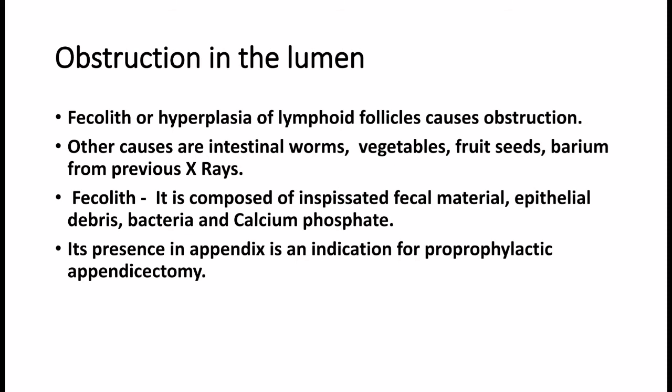Fecalith is also a cause for obstruction. Fecalith is composed of inspissated fecal material, epithelial debris, bacteria, and calcium phosphate. Its presence in appendix is an indication for prophylactic appendicectomy.